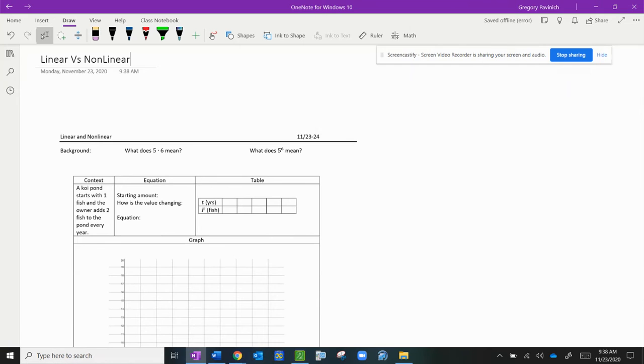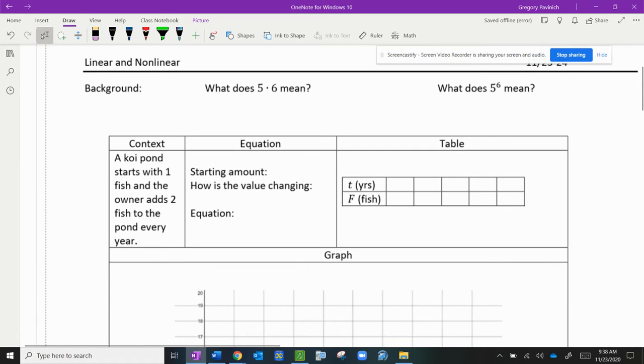Hey, this is our video on linear versus non-linear graphs. We're just going to look at a couple of word problems and figure out how to put them in a table, write an equation, and graph them. We're going to read the context first.